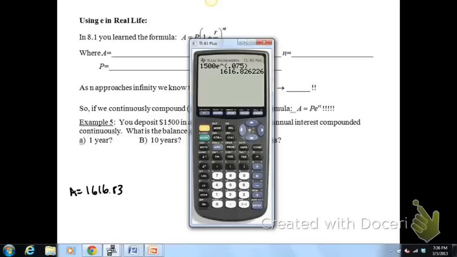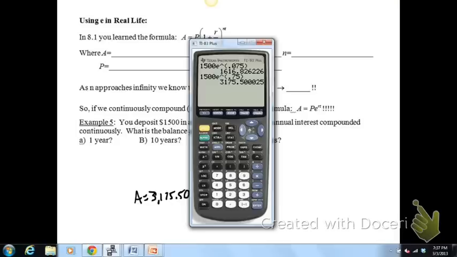If we did this for 10 years, everything's going to stay exactly the same as far as our principal, which is still 1,500, and our interest rate is still 0.075. Here, the time value, though, is changing to 10 years. So in the calculator, it's going to be 1,500 e to the 0.075 times 10. If I multiply 0.075 times 10, I just move the decimal place over once, so I'll save myself a little work and put in 1,500 e to the 0.75 power. And I get $3,175.50. So for this problem, our final answer would be an amount of $3,175.50.